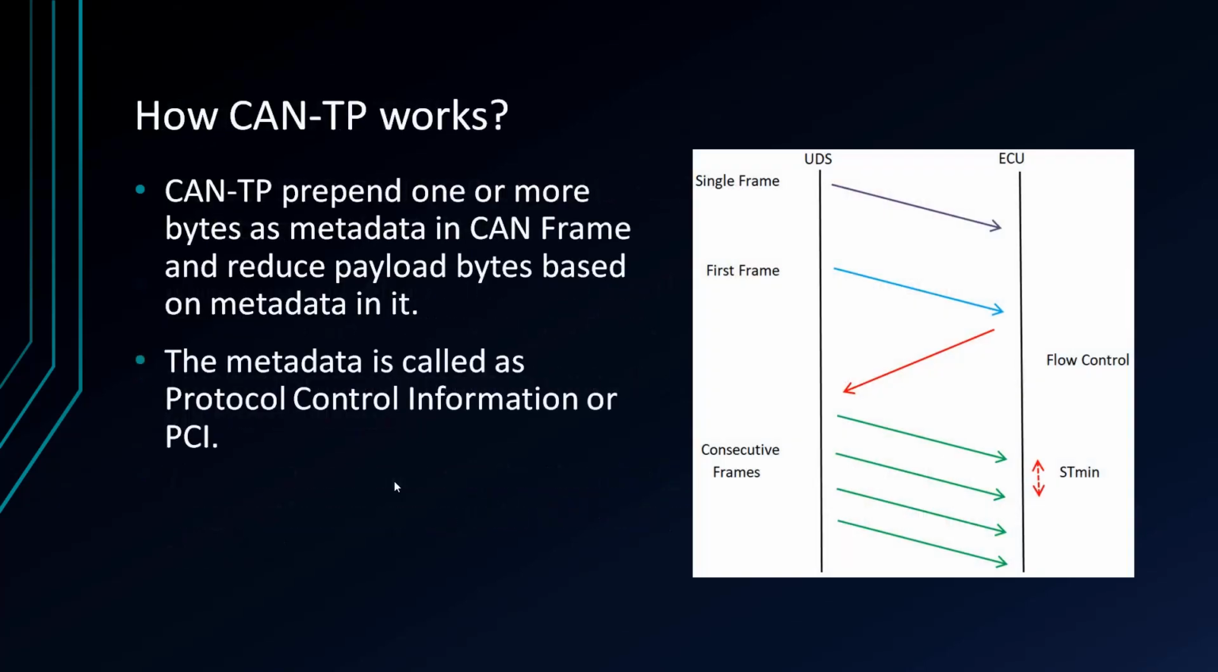So how does CAN TP work? Basically, CAN TP will prepend 1 or 2 bytes in the CAN frame as metadata before the CAN frame data, byte 1, byte 2. This metadata is the protocol control information, or PCI, as we call it. The PCI decides what type of frame it is: single frame, first frame, flow control or consecutive frame. If you have 7 bytes or less, you can go with the single frame. If you have more than 7 up to 4095, the first frame and consecutive frame concepts come into the picture.